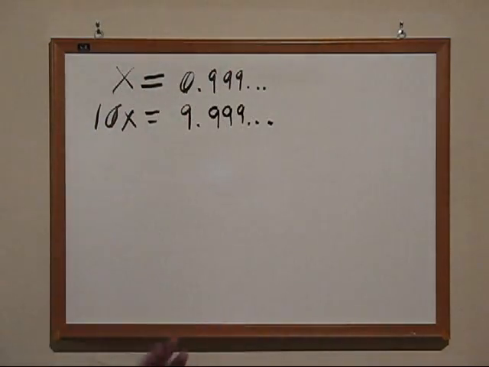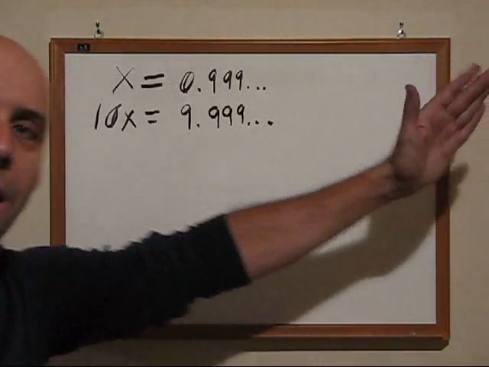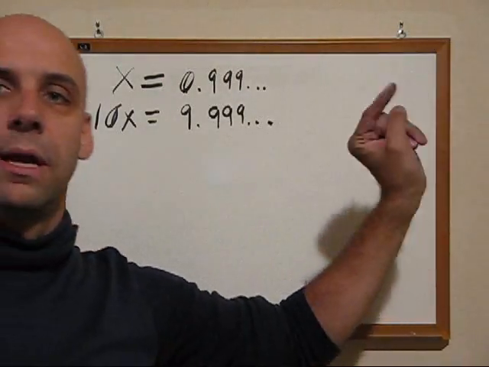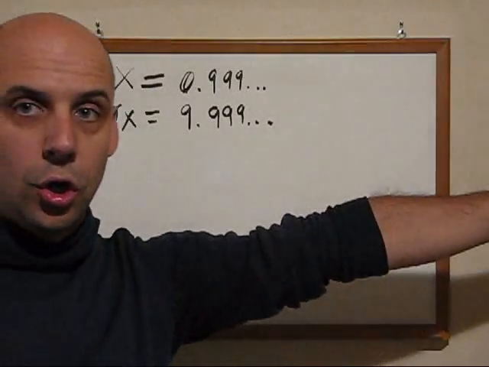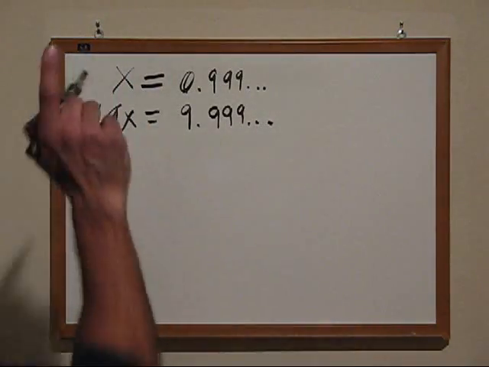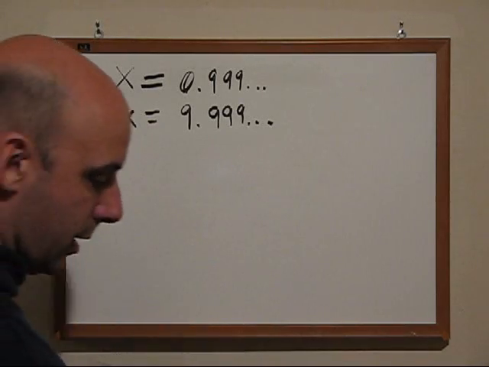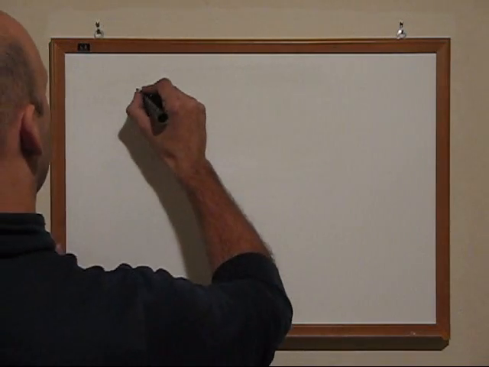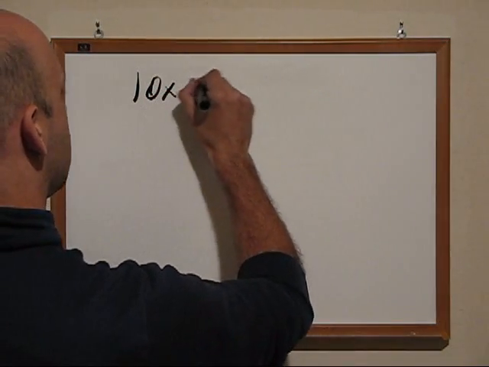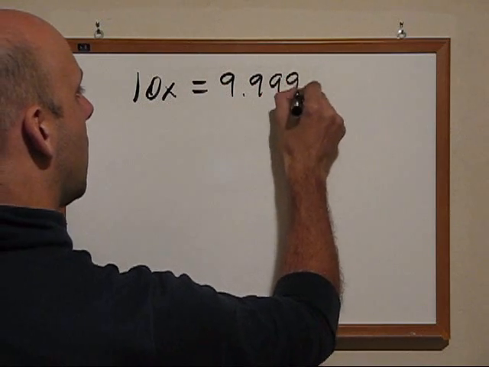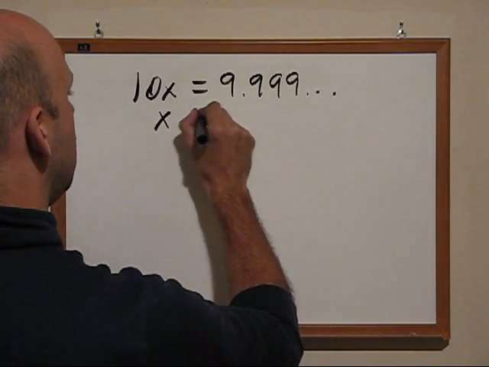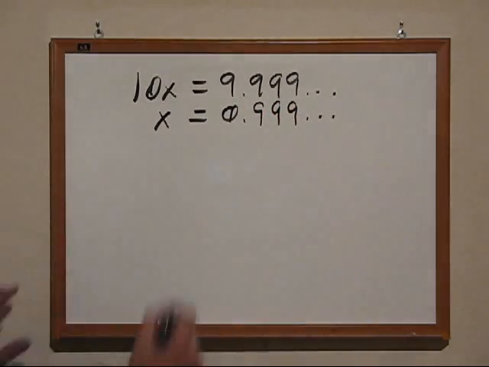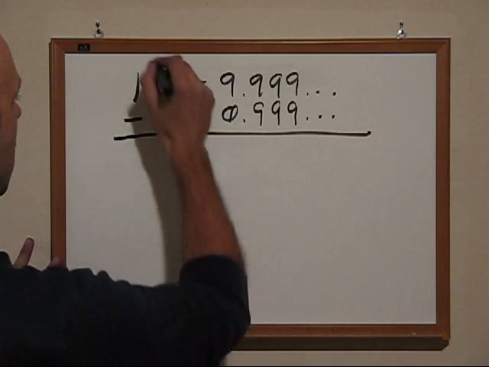It basically shifts it over, except that since this is infinite, since it never stops, the 9s go on forever and ever. There is no shift at the end because there is no end. It just goes on. So then, let's reverse the order of these. We're going to go with 10x equals 9.999 repeating, and x equals 0.999 repeating.